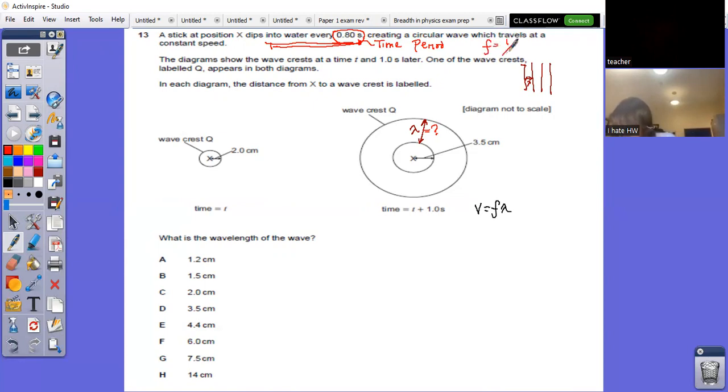So the frequency is 1 over 0.8. So it's 1.25? 1.25, which is the same as 5 over 4. Good. Then we need to find out v. So we've got f now. We now need to work out v. f equals v over lambda. So is it 1.25 equals v over lambda? Yep, that's absolutely spot on.